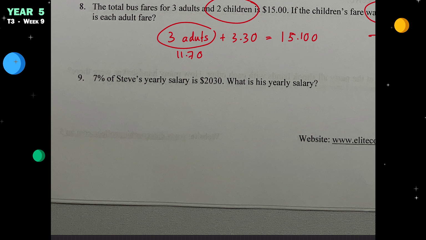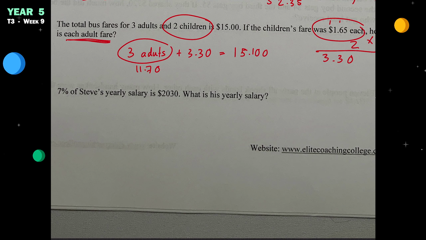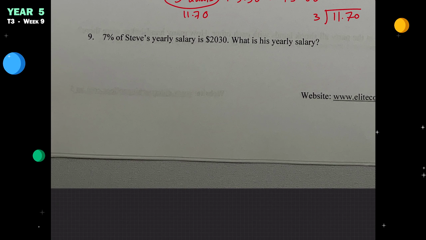Alright, so now we want to know the price of each adult fare. So we take the $11.70 and divide it by 3 because there are 3 adults, and we want to know how much each person has to pay. So you can do that on your own. Question 9.